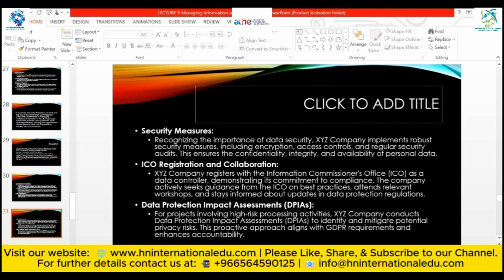Data protection impact assessment. For the projects involving high risk processing activities, XYZ Company conducts a data protection impact assessment, DPIA, to identify and mitigate the potential privacy risks. For implementing the high risk processing activities, we are using DPIA. This proactive approach aligns with the GDPR requirements and enhances the accountability. That is a check and balance.